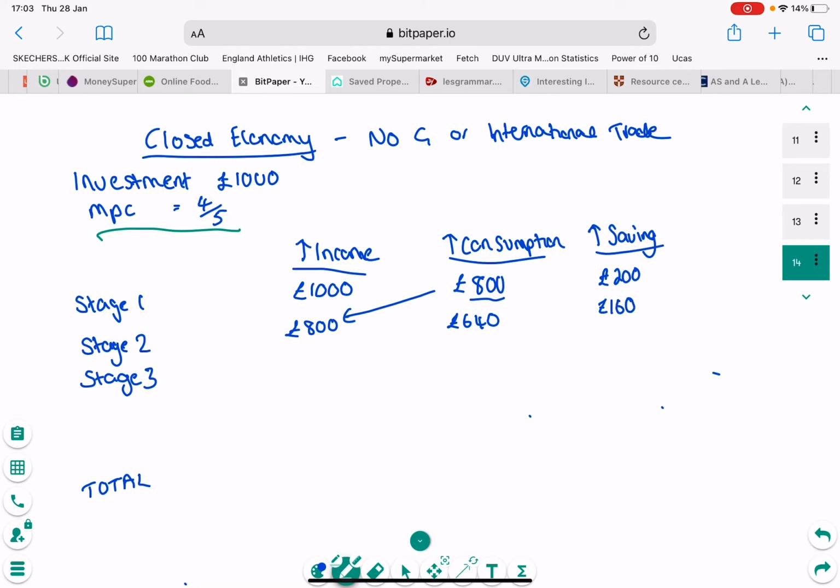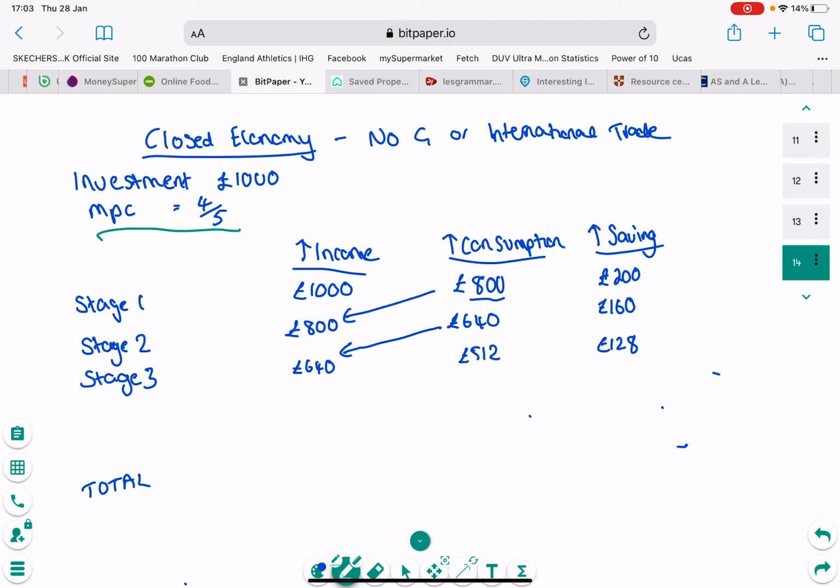Then we go on to stage 3. So they're spending their extra income at the cinema, at restaurants. So that's increased income of 640 to the restaurants and the cinemas. Of that, 512, that's 4/5, is going to be consumed, and 128 is going to be saved. We can keep going on forever, right?